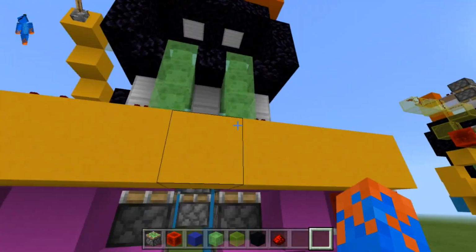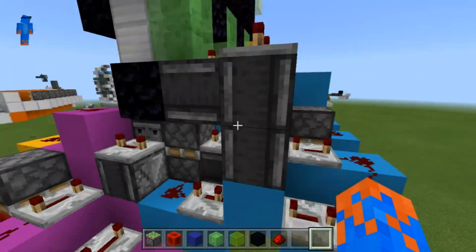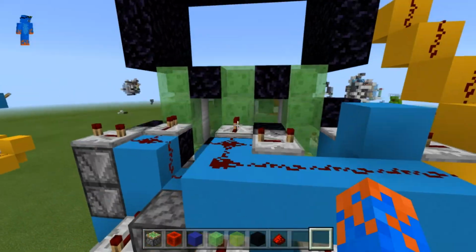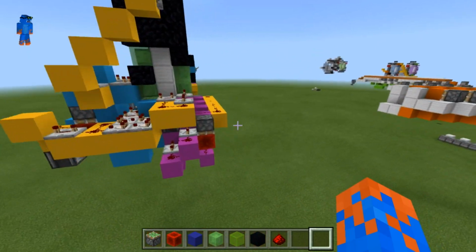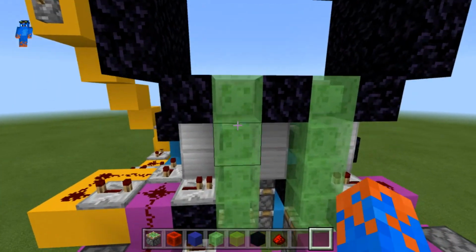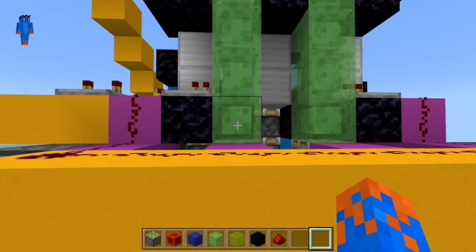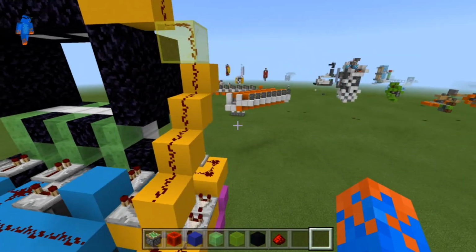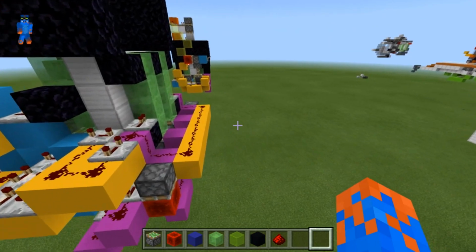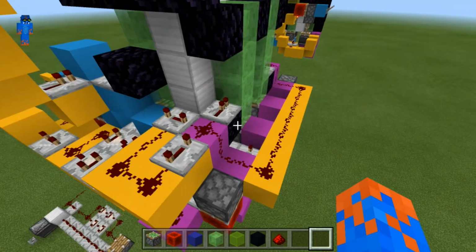This triple piston extender, this one, this one, and this one all use the same method. The same method that was used to make this triple piston extender, but for some reason, despite it working on all 4 of the other triple piston extenders, it just didn't work on this one.